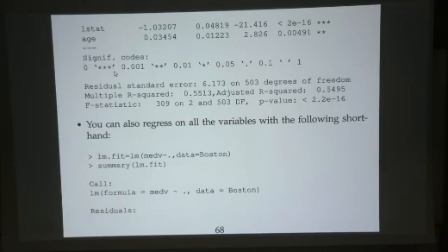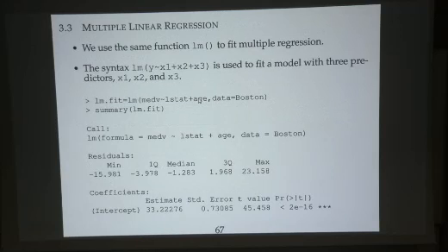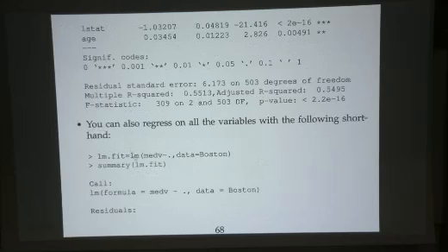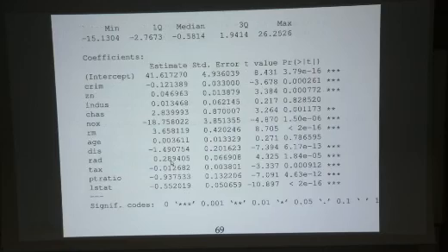So there is also a shorthand for including all the variables. Here we have included only LSTAT and age. Suppose you consider regression with all the 12 variables. You just write medv, tilde, and a dot. That means you're considering all the variables.